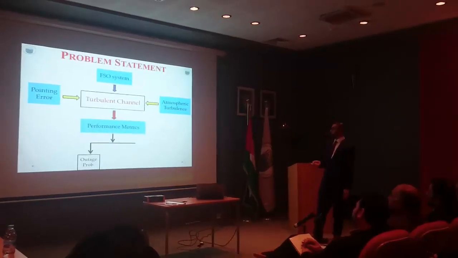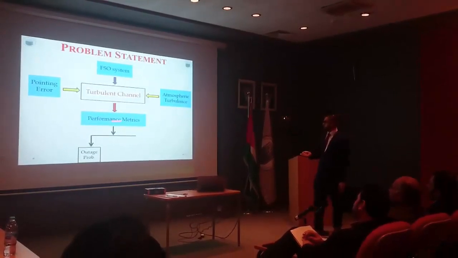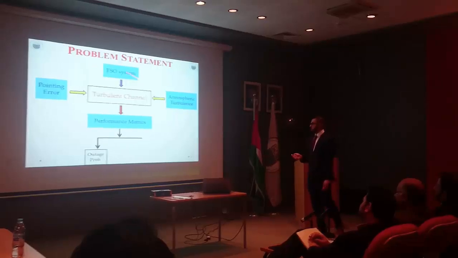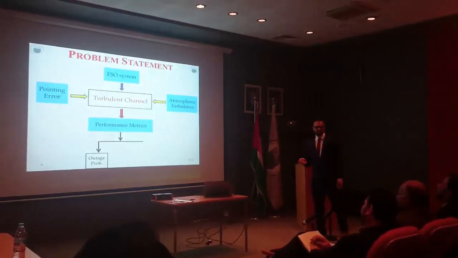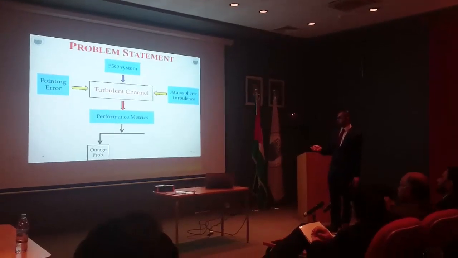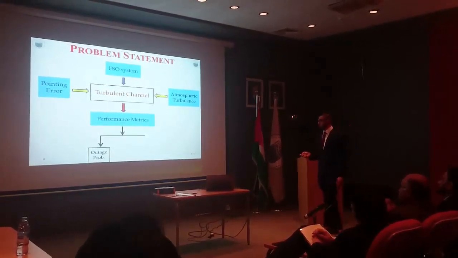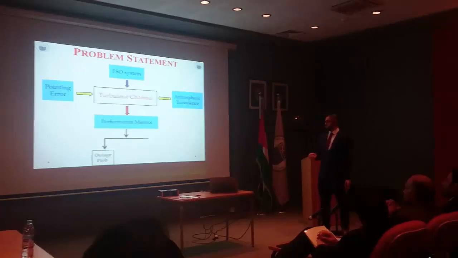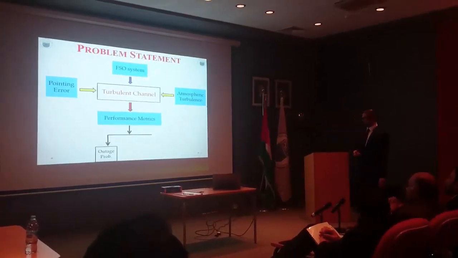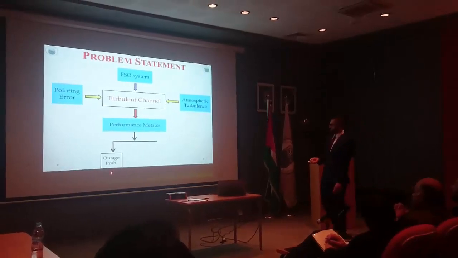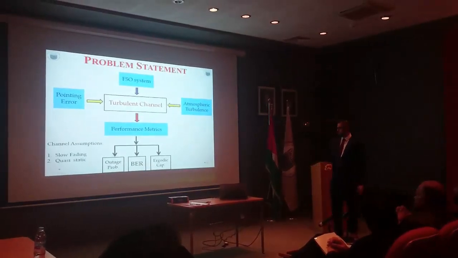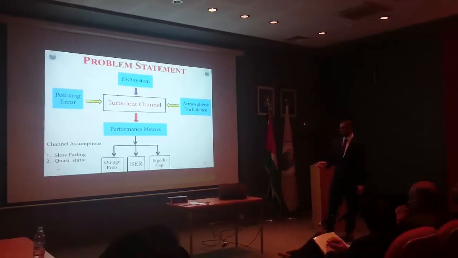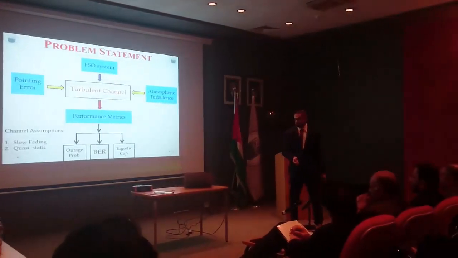So what we proposed to do here is to combine these two effects, the pointing error effect and the atmospheric effect, in one mathematical model. After we have this new mathematical model, we need to derive the performance metrics to measure the performance of the FSO communication system. The performance metrics consist of outage probability, bit error rate, and ergodic capacity. But before we move to our derivations, we have two channel assumptions here: slow fading channel and quasi-static channel.